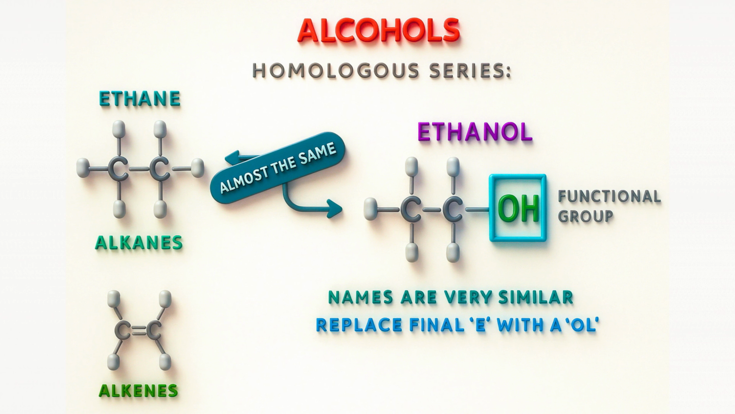Naming alcohols also follows a consistent pattern. We use the base name of the alkane, but replace the final letter, E, with OL. For example, if we start with ethane, by replacing one hydrogen with a hydroxyl group, we get ethanol.